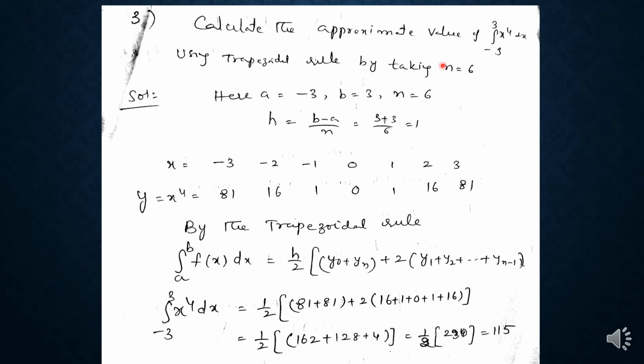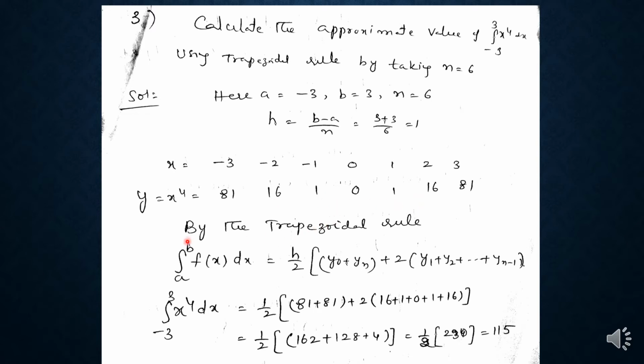Y is equal to, what is the given function? Y is equal to x to the power of 4. By putting x values in this function, we get (-3)^4, that is 81, (-2)^4, that is 16, (-1)^4, that is 1, and 0, then 1 to the power of 4 is 1, 2 to the power of 4 is 16, 3 to the power of 4 is 81. So this is y0, y1, y2, y3, y4, y5, y6.